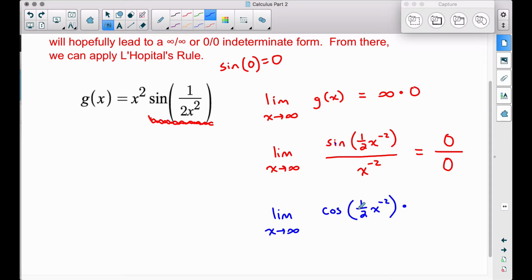We pull the negative 2 down. Negative 2 times 1/2 is negative 1. And then we're going to have x to the negative 3 power. We have to subtract 1 from that exponent when we find that derivative. This is the derivative of our numerator applying the chain rule. The derivative of the denominator, pulling the negative 2 down, and then we're going to have negative 2 times x to the negative 3. Again, subtracting 1 from our exponent.